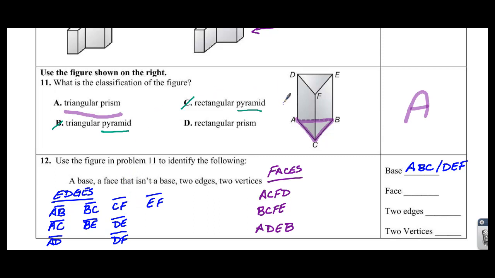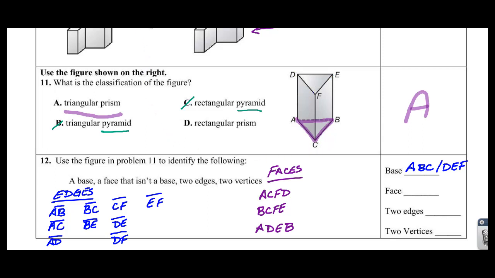Now, how would you know it's 9? Well, here's the way you would know it's going to be 9. Every triangular prism, by the way, has 9. Because the base is a triangle, so there are 3 edges on the base, A to B, A to C, and B to C. There are 3 edges on this base, D to F, D to E, and E to F. And then there are 3 edges connecting them.